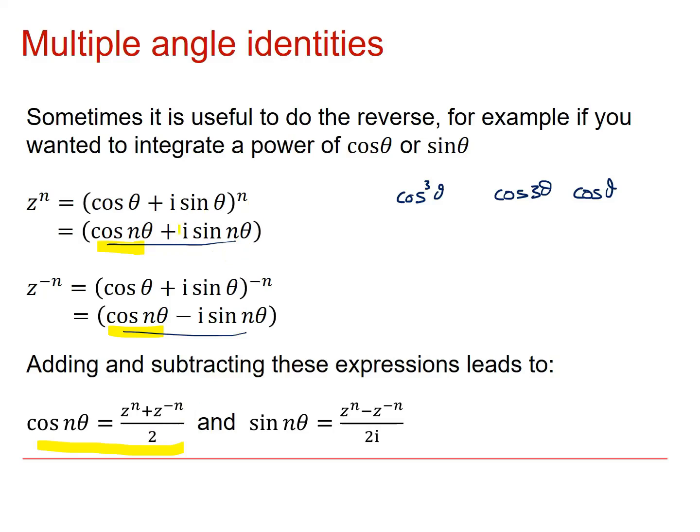If I take them away, those will go, and this will give me a 2i sine n theta. And so when I divide by 2i, I get this result, which is that sine n theta is the difference between z to the n and z to the minus n over 2i. Don't forget the 2i. Dropping the i is a very common mistake, so watch out for it.